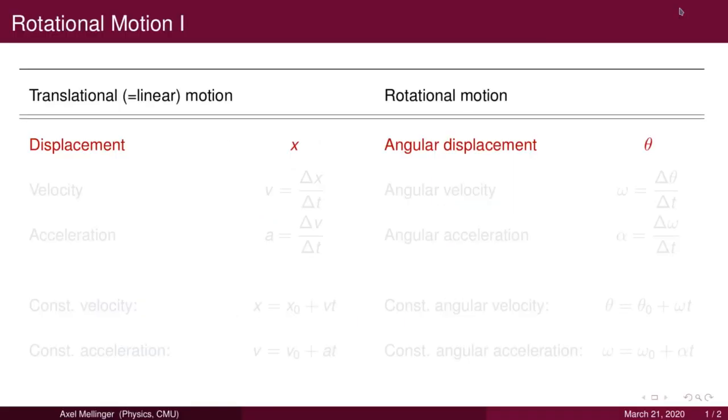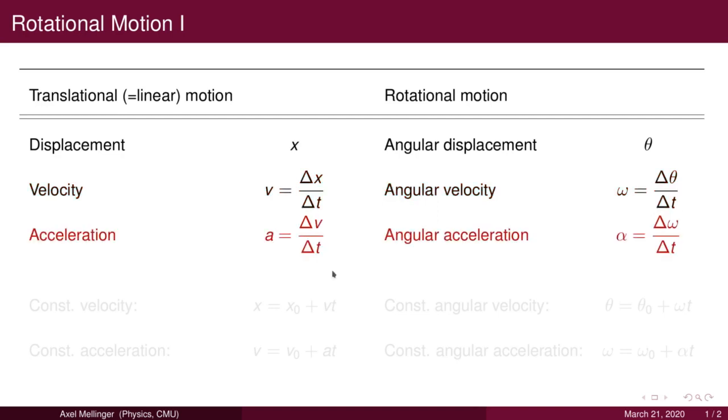Let's do a quick comparison. For linear motion, we have the displacement coordinate x. For rotational motion, it's the angular displacement theta, or simply the angle. In linear motion, when we move forward, our position x changes at a certain rate, delta x over delta t, and we call that rate the velocity. In rotational motion, when the angle changes, we call the rate of change of the angle the angular velocity, and it's typically written as a lowercase Greek omega.